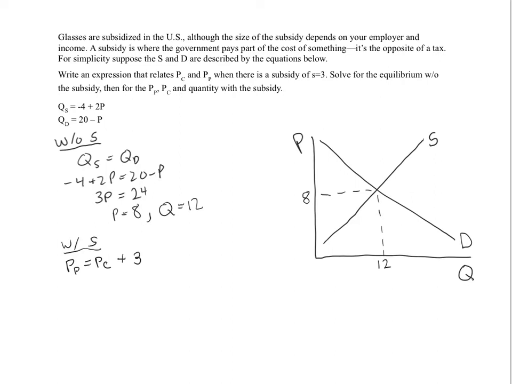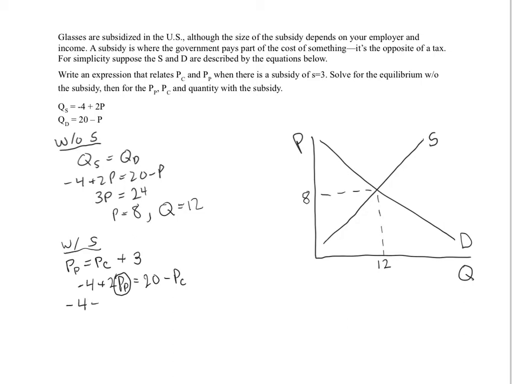And now remember, with a subsidy or a tax, we're keeping track of the difference between PP and PC. So when I write my QS equals QD, I'm going to have to include these subscripts. So QS equals negative 4 plus 2PP, and that's going to equal QD, that's 20 minus PC. And now I'll replace this PP here, replace this guy with the expression up top, PC plus 3.